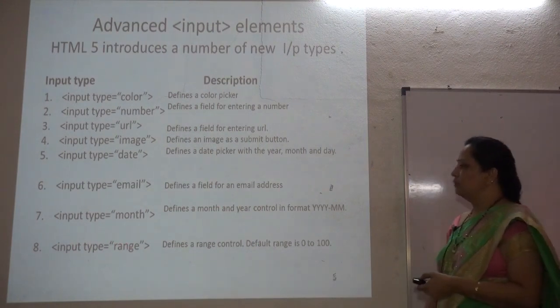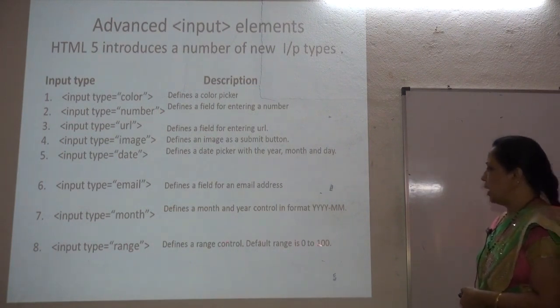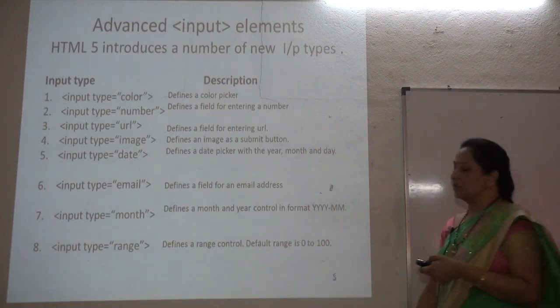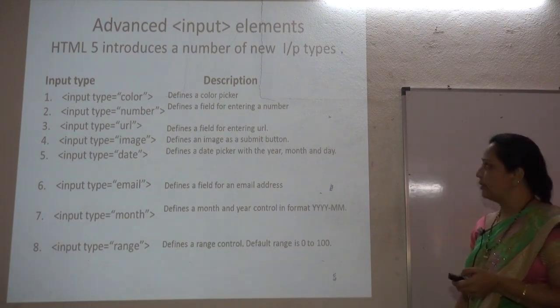Input type equal to range. We have to give the range. It defines a range control, meaning the default range is 0 to 100. So in these HTML5 advanced input tags, the range is valid from 0 to 100.